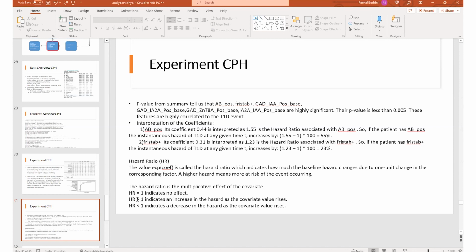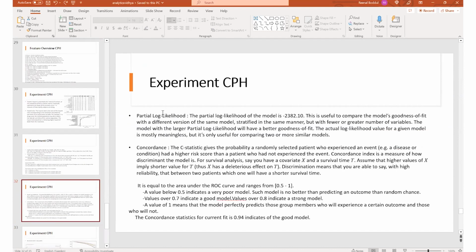But if the hazard ratio is greater than 1, it indicates that as the covariate value rises, the hazard increases. So if the hazard ratio we got is greater than 1, whatever we have given tends to increase the chances of getting T1D. If the hazard ratio is less than 1, that indicates the chances of T1D decrease. So that's the general interpretation of the hazard ratio.